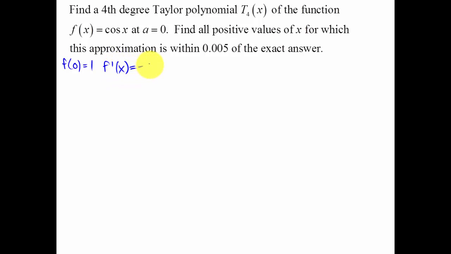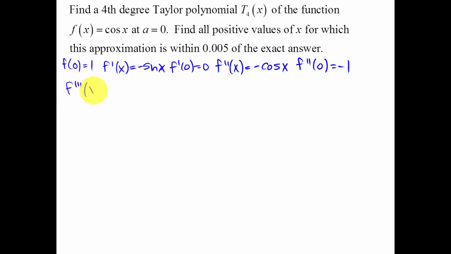First derivative is negative sine x, and evaluating that at 0, we get 0. Second derivative is going to be negative cosine x, and evaluating that at 0 is going to be negative 1. Third derivative is going to be sine x, and evaluating that at 0 is going to be 0. And fourth derivative is going to be cosine x, and evaluating that at 0 is going to be 1.